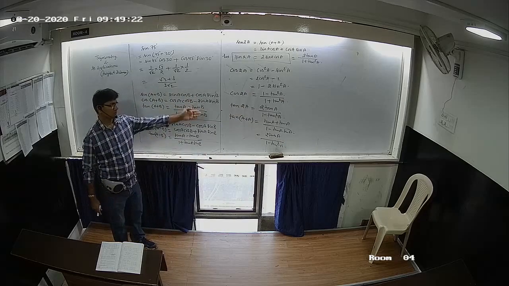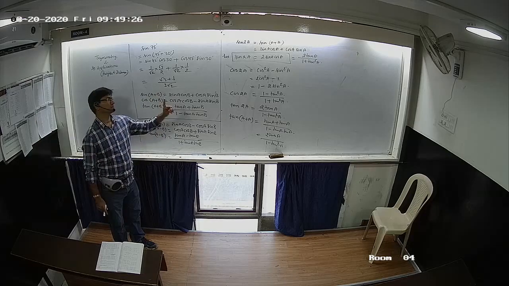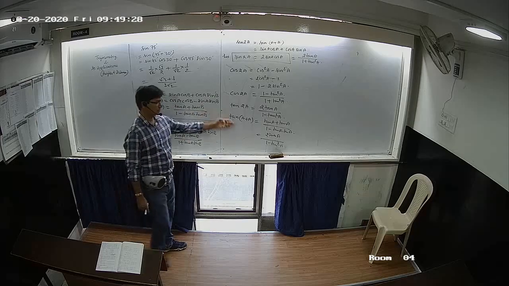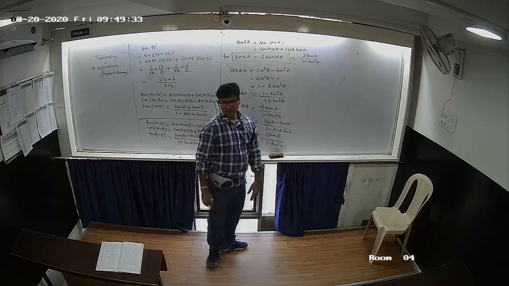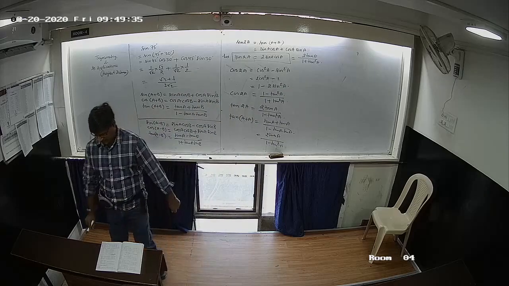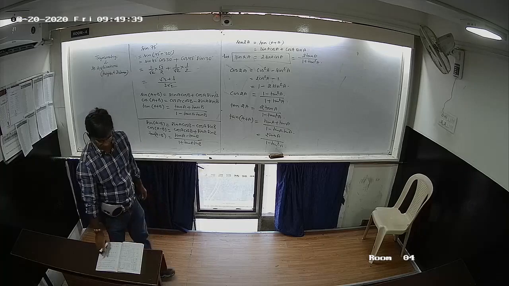So this is how we get the values of sin 2a, cos 2a, and tan 2a. Tan 2a in terms of tan, cos 2a in terms of tan, sin 2a in terms of tan. Then, in the same way, we can get the values of 3a.